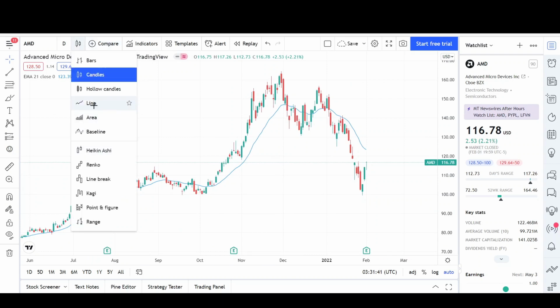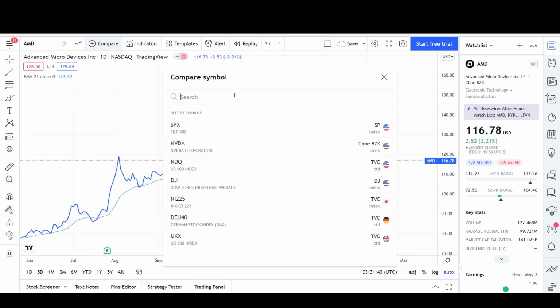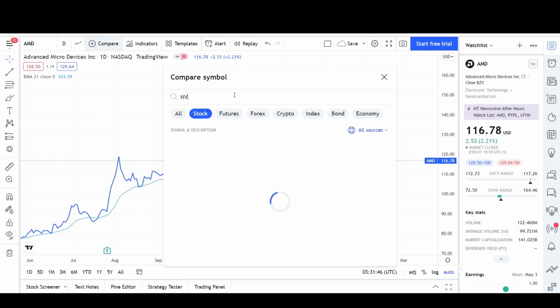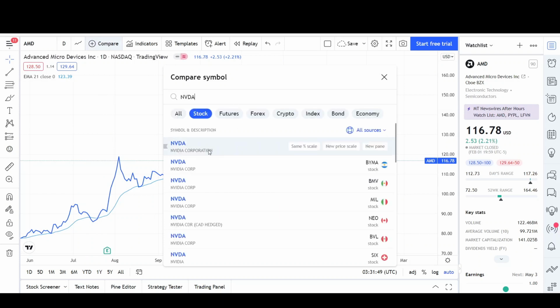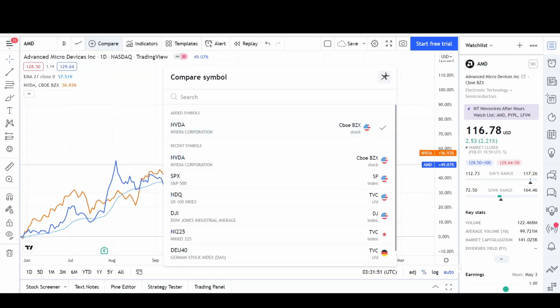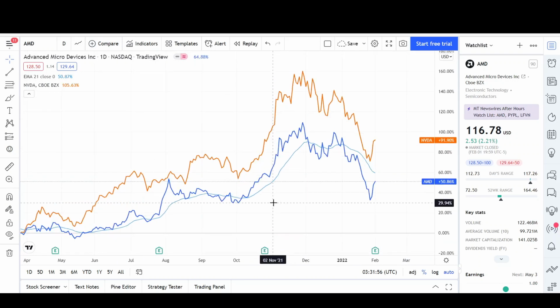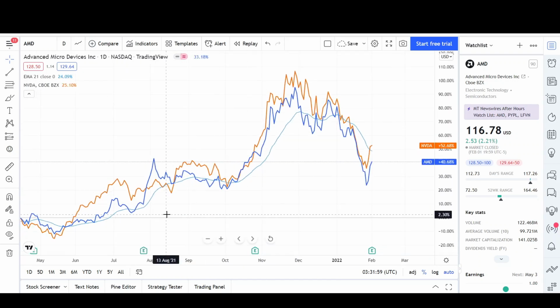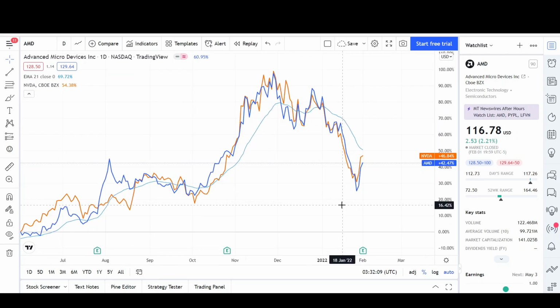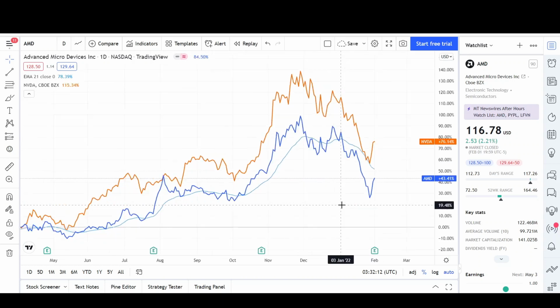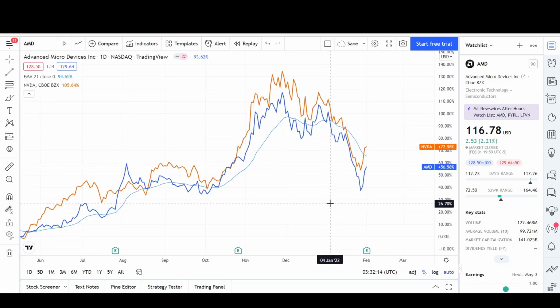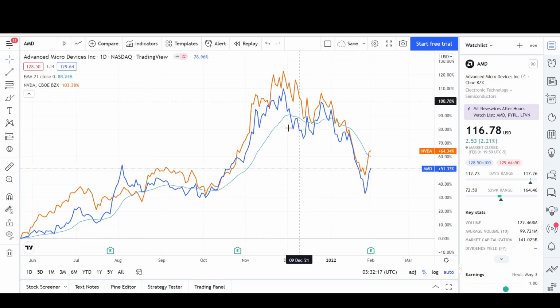Let's change this to a line chart and compare it to NVIDIA. So let's type in NVDA, the ticker symbol, and choose NVIDIA, and you can see that NVIDIA is orange and AMD is blue, and it's very similar. The price movements are very similar. We had an all-time high around the same time. We had a lower high right around here in late December. It led to a massive sell-off. So it looks very similar, and that's expected because usually stocks in the same sector trade the same way.